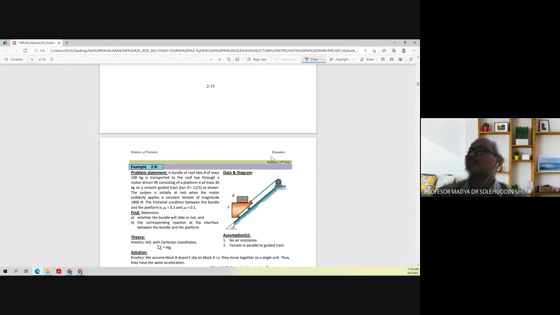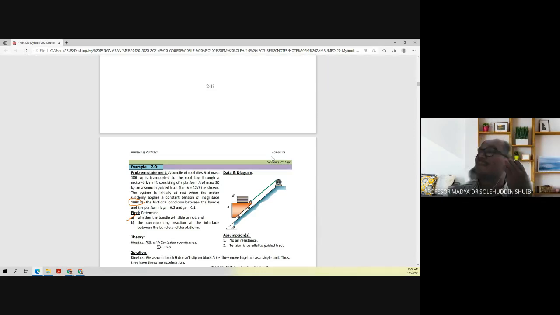The motor suddenly applies a constant tension of magnitude 1800 Newton. Frictional force is also given between the bundle and the platform: mu S is 0.2, mu K is 0.1. The question: find whether the bundle will slide or not. It is the same as the first question last time. Whether the bundle will move or slide, and then what will be the corresponding reaction at the interface between the bundle and the platform.